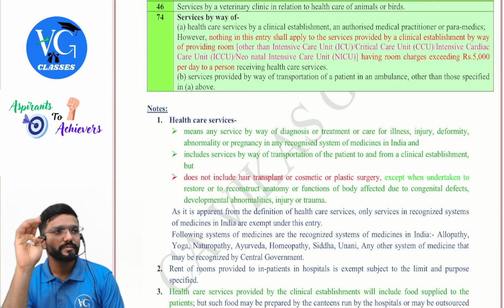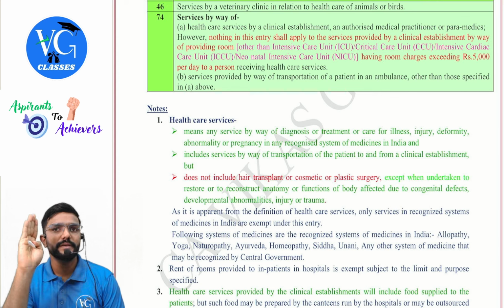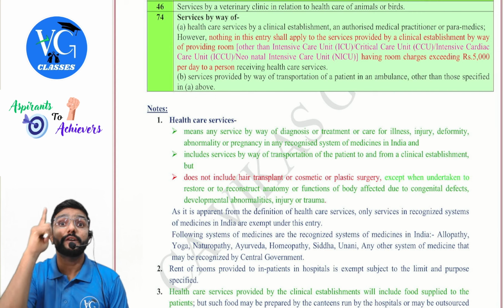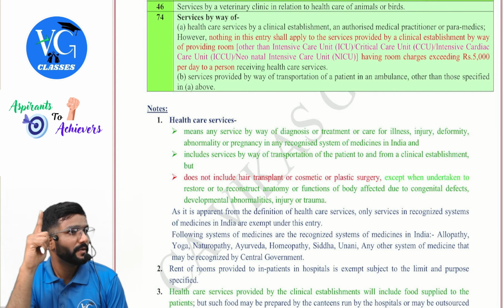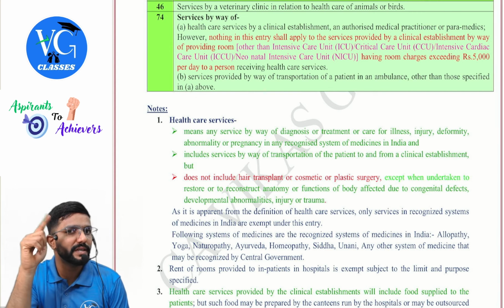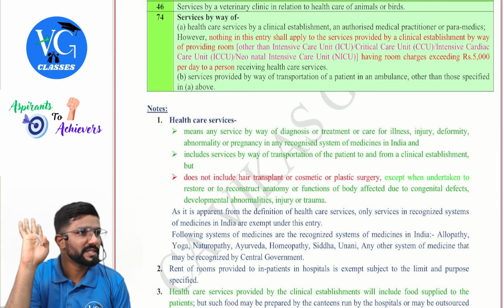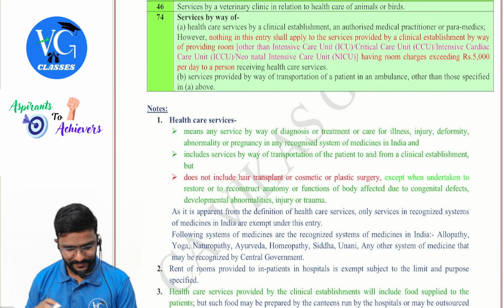See, remember one thing, wherever monetary limits are given, if the value of supply is less than that, exemption. If it is more than that, fully taxable. For example, assume room rental is 7,000 per month. Sorry, per day. Fully taxable. Full 7,000 is taxable. Okay.